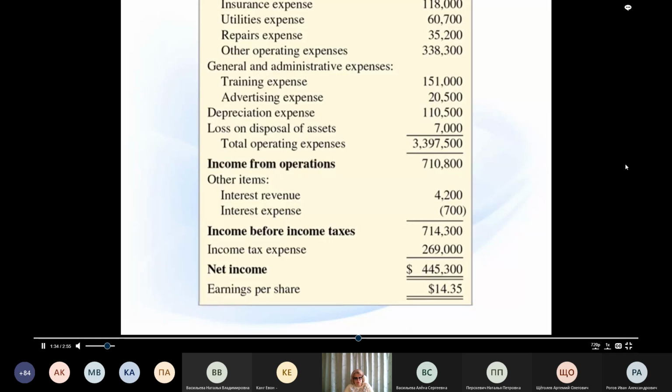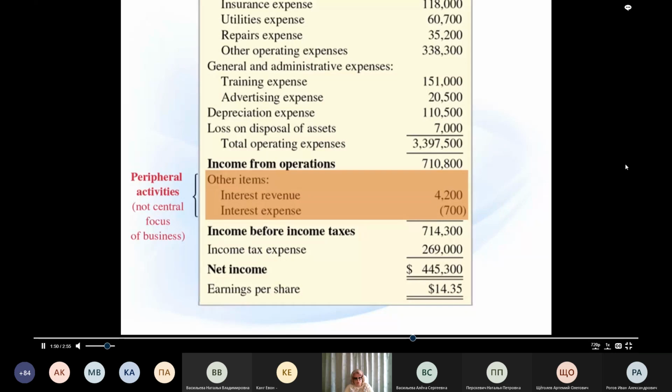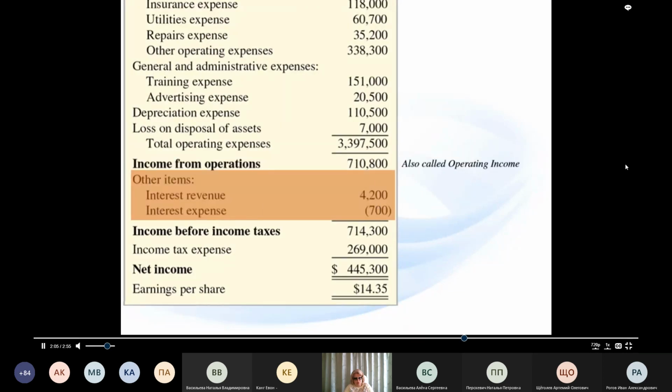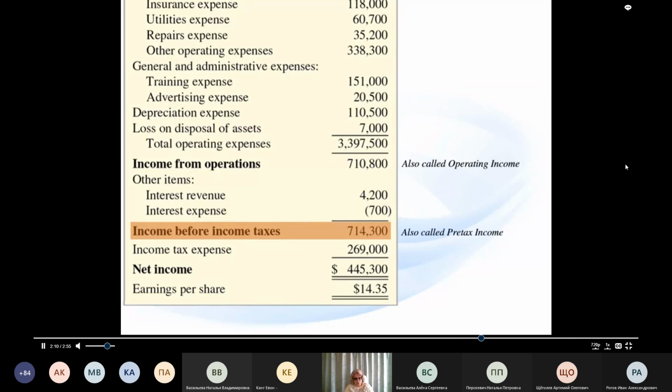Not all activities affecting net income are central to ongoing operations. Any revenues, expenses, gains, or losses that result from these other activities are not included as part of operating income. Instead, they are categorized as other items. Typically, these include interest revenue, investment revenue, dividend revenue, interest expense and losses, and gains on sale of investments. Operating income, also called income from operations, plus or minus other items, equals income before income taxes, also referred to as pre-tax income.